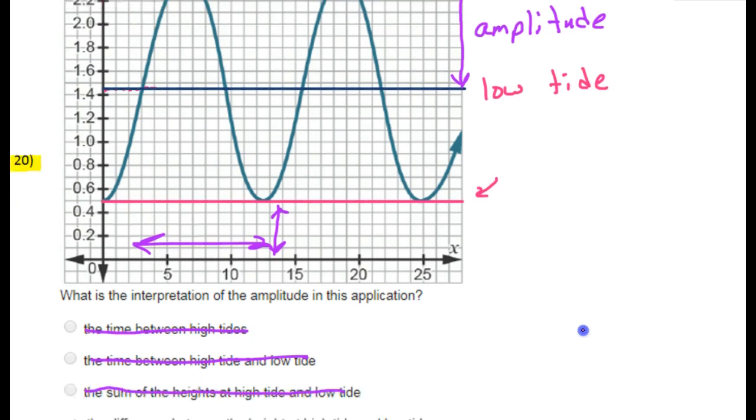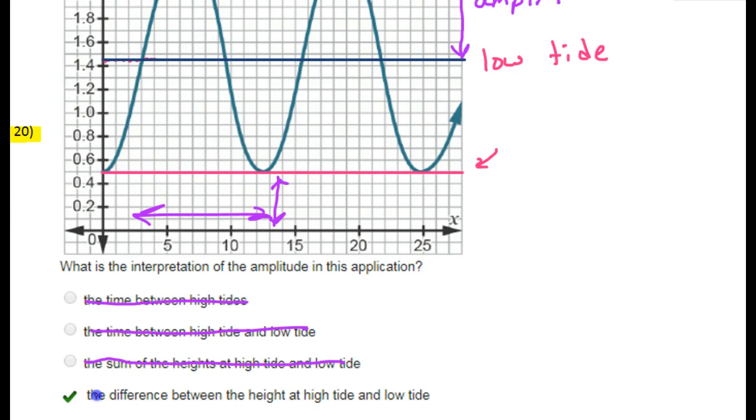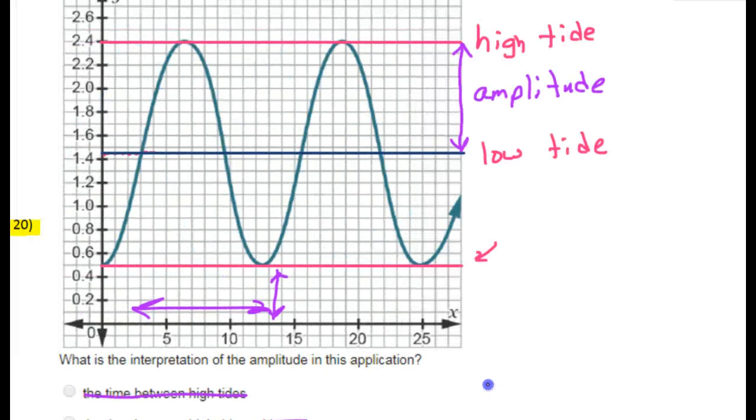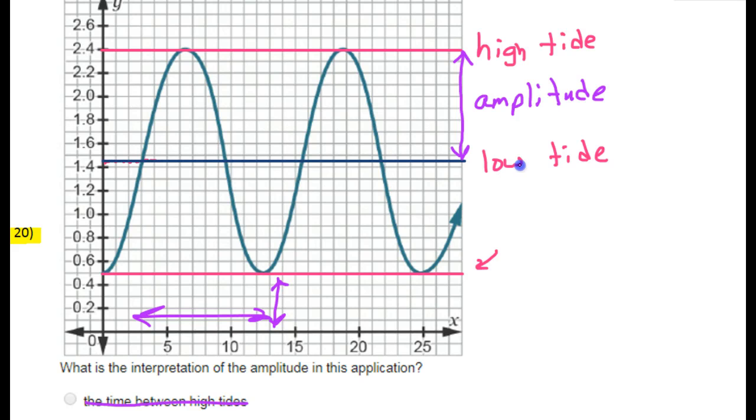But the only way this makes sense as the answer, the difference between the height at high tide and low tide, is if there is no mid-tide, and really this is high tide, and in the middle that's low tide. Because then that would be the amplitude, for sure. So maybe that's what it is. You know, I don't know anything about tides. Sorry.